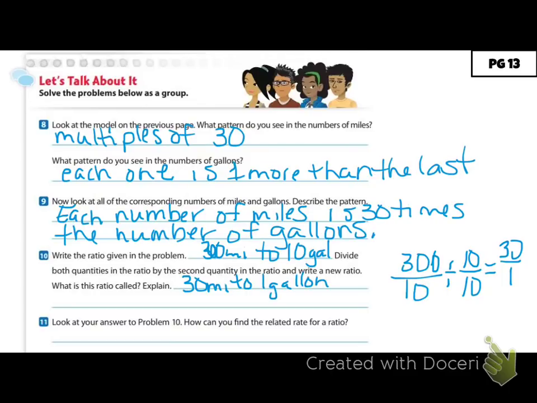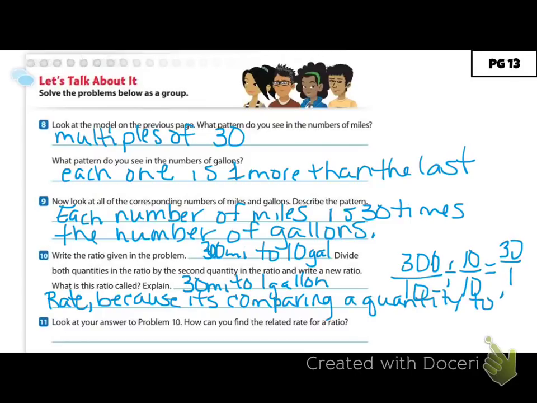And then it says, what is this ratio called, and explain. Well, I'm comparing it to 1, so this is our related rate, because it's comparing a quantity to 1.